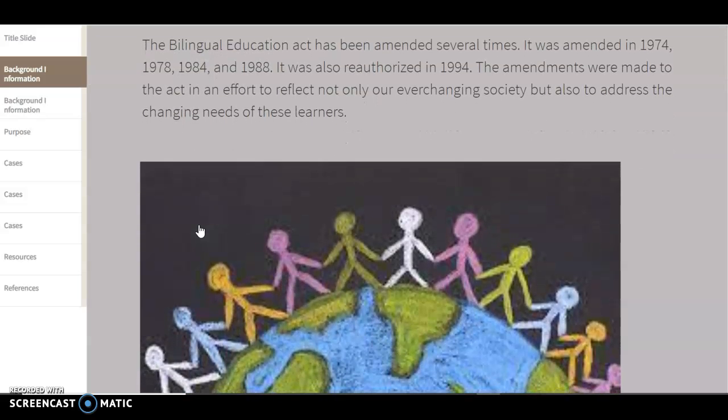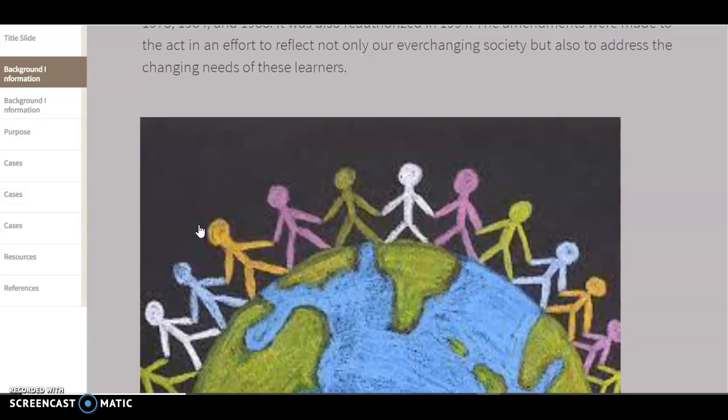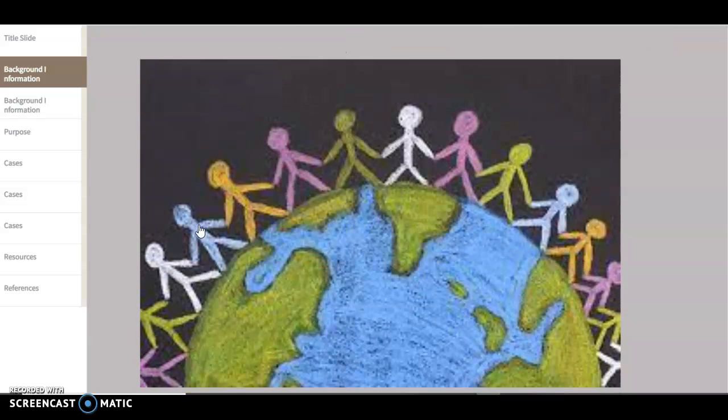The Bilingual Education Act has been amended several times. It was amended in 1974, 1978, 1984, and 1988. It was also reauthorized in 1994. The amendments were made to the act in an effort to reflect not only the ever-changing society that we live in, but also to address the changing and unique needs of the learners that are affected by this act.